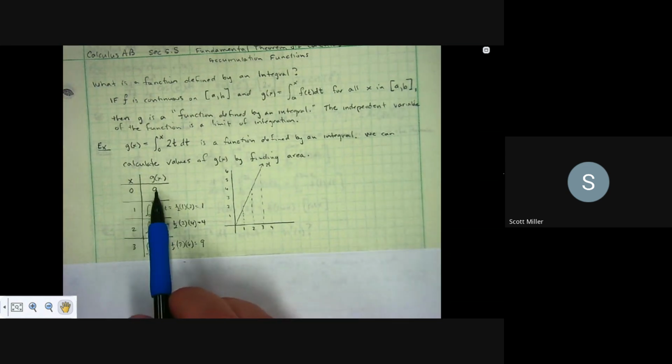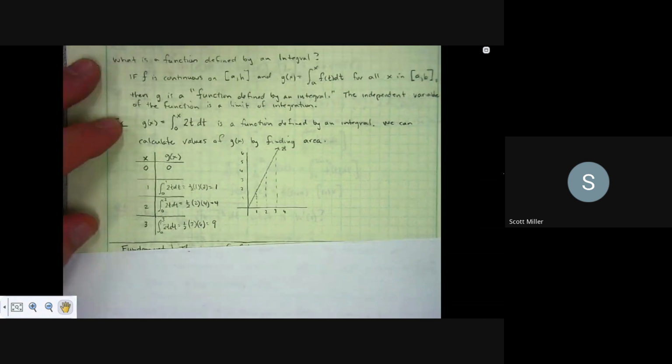g at 0, g of 0 is 0, because by definition it would be an integral from 0 to 0. It's one of those properties: if I have the limits from the same number to the same number, it's equal to 0. If I want to find g of 1, then it's the integral from 0 to 1 of that function, so I'm literally just finding the area under this curve between 0 and 1. Likewise, for 2, I'm going between 0 and 2, and I find the area of that triangle. For 3, it'd be the area of that triangle. So this is basically what's going on with these.